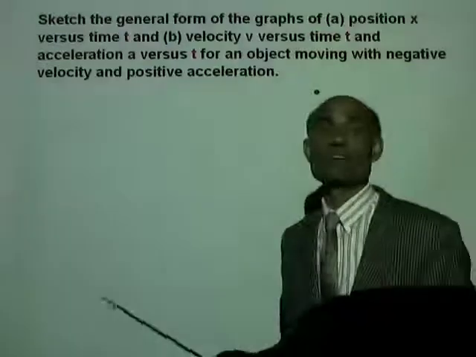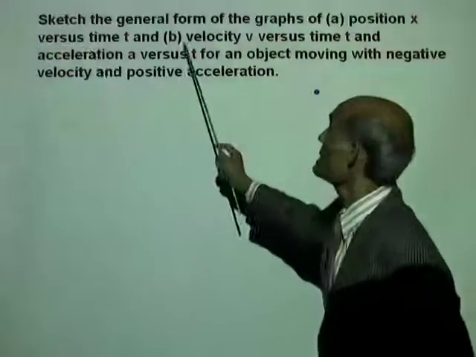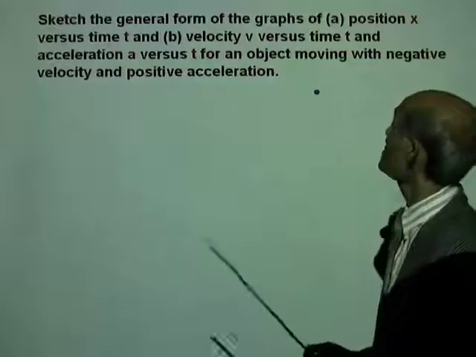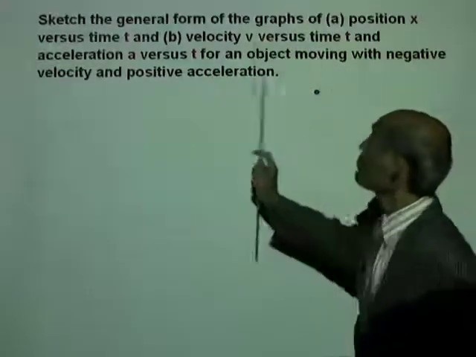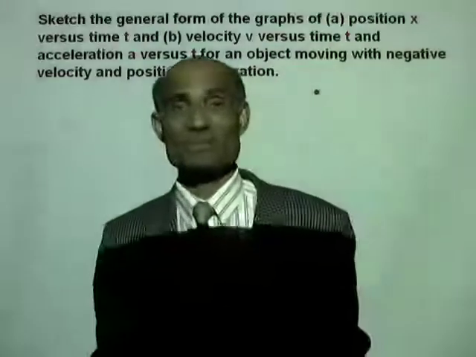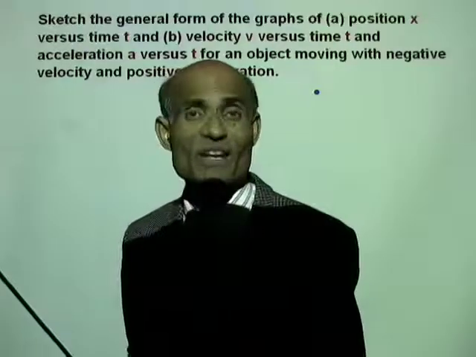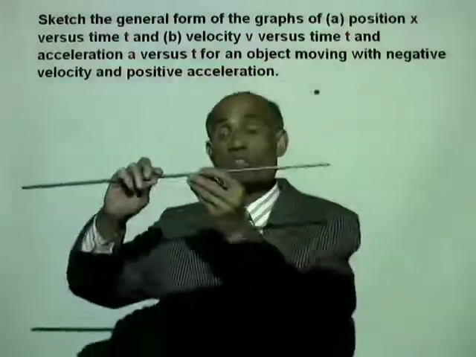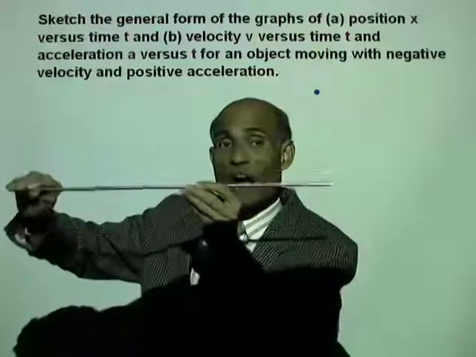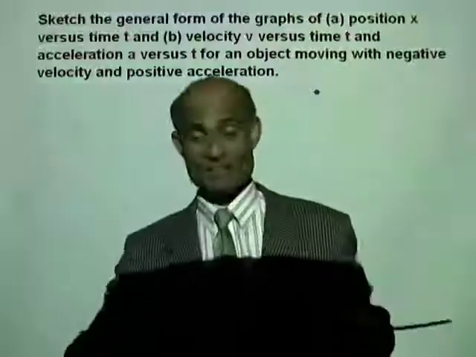Look at one more case. Sketch the general form of the graphs of position x versus time t, velocity versus time t, and acceleration versus time t. Look at this carefully. Of an object moving with negative velocity and positive acceleration. Well, negative velocity and positive acceleration. Can you think about this? In other words, the object is moving in the negative x direction, negative velocity, and the acceleration is positive. This is opposite to the first one we did.